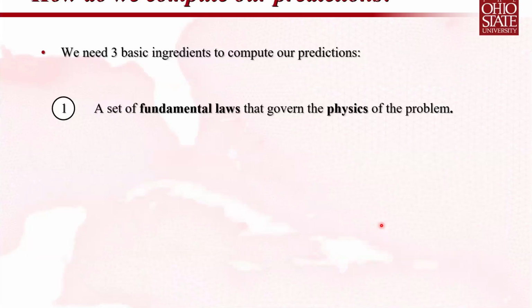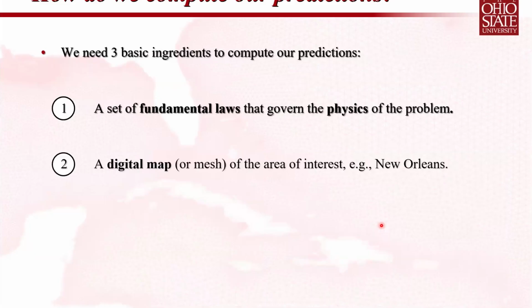So that's the first thing. In order to compute our predictions, we need this set of fundamental laws. So again, in the case of the hurricane storm surge model, it's these three equations that I showed. The second thing that we need is we're going to solve those equations over a particular area or problem domain. So we need a digital map or mesh of the area that we're looking at.